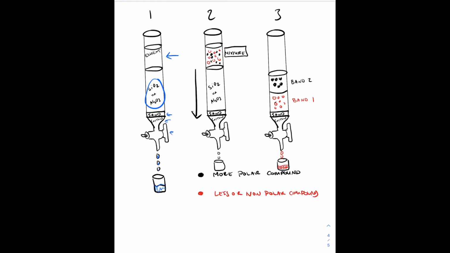And so they're all going to come out at the bottom, because they're going to travel through that eluent, through the solid phase, and then come down into this beaker or a test tube or whatever you collected it in. Okay, so the point I'm trying to make is that since they all started at the same point at the top, the same starting line, but they all had different rates of adsorption and desorption.